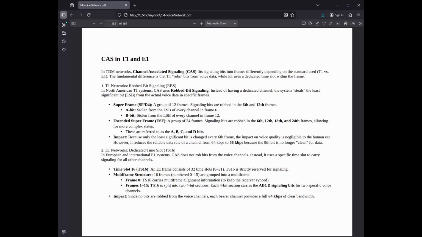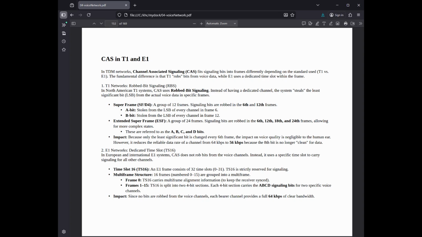E1 networks, dedicated time slot, TS16. In European and international E1 systems, CAS does not rob bits from the voice channels. Instead, it uses a specific time slot to carry signaling for all other channels. Time slot 16, TS16: an E1 frame consists of 32 time slots, 0 to 31. TS16 is strictly reserved for signaling.